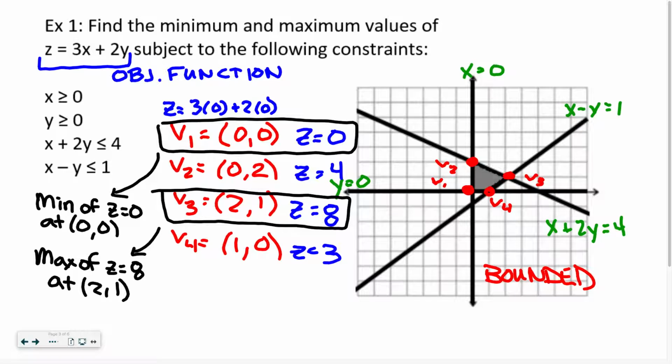Questions about what happened? These are not my favorite because they're just numbers and they don't mean anything. So I find them kind of boring. Yeah. It's good for getting the ideas down.